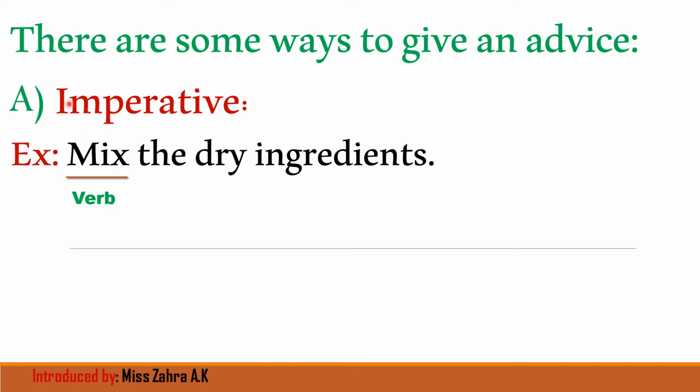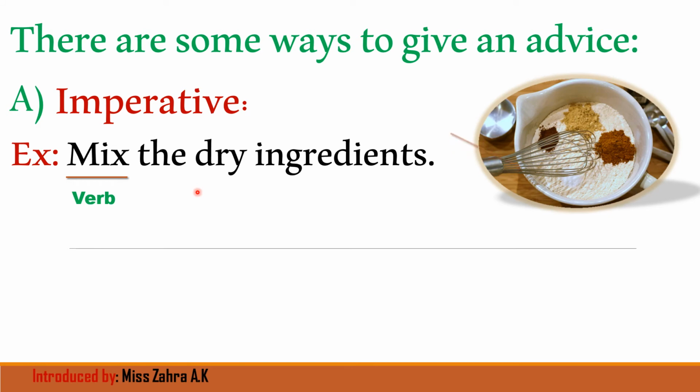نلاحظ الimperative هو الأمر. So in imperative the imperative sentence start with verb without any addition. يعني الجملة الأمرية تبدأ بفعل. هذا الفعل يكون verb مصدر without any addition بدون أي إضافة such as mix the dry ingredients. اخلط the dry ingredients المكونات الجافة such as here mix and ingredients. mix خلط أو يخلط، ingredients المكونات.